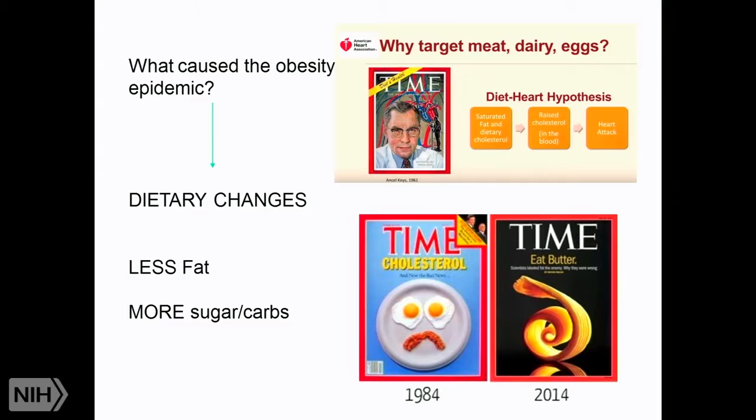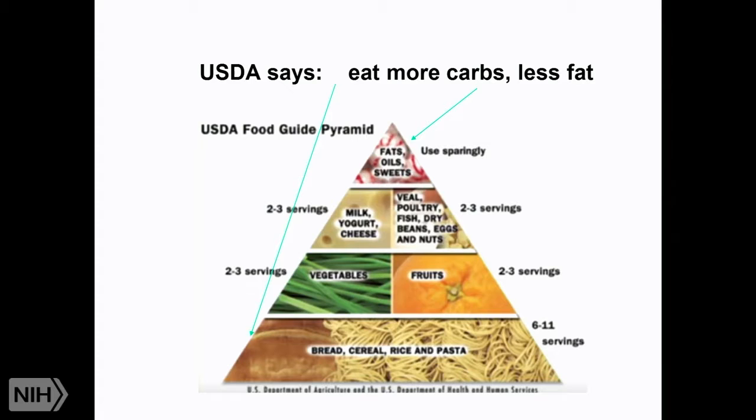What caused this? One way to trace this back to the cause is Ancel Keys. I don't want to put all the blame on this poor guy. He's the guy that invented K-rations. He did some of the very earliest dietary intervention studies, which are fascinating to read about today. But one thing he did was a multi-country study where he found an association between saturated fat and cardiovascular disease. And this led to recommendations to eat less fat, which, if you have three macronutrients, fat, carbohydrates, and protein, you're invariably going to increase the amount of carbohydrate in the diet. So this led to USDA recommendations to eat less fat and eat more carbohydrates.